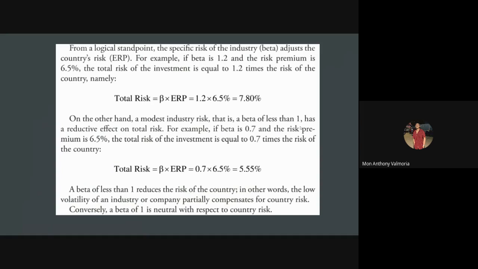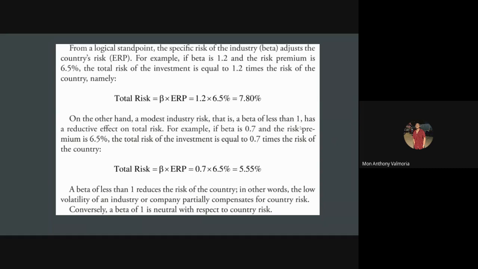So, from a logical standpoint, the specific risk of the industry beta adjusts the country's risk. For example, if beta is 1.2 and the risk premium is 6.5%, the total risk of the investment is equal to 1.2 times the risk of the country. So in this example, total risk is equal to beta times ERP, which is 1.2 times 6.5, and that is 7.80. On the other hand, a modest industry risk, that is a beta of less than 1, has a reductive effect on total risk.